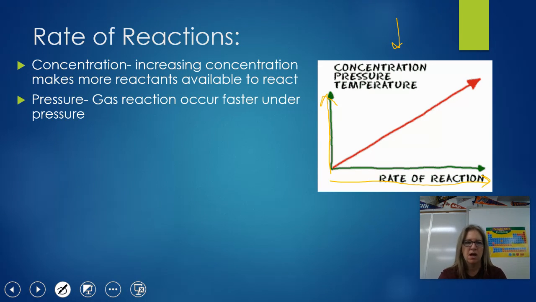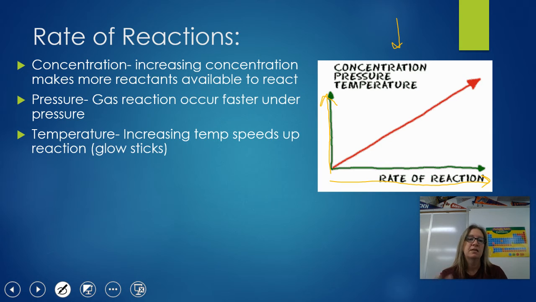Same with pressure. Gas reactions occur much faster under pressure. So the higher the pressure, the higher the rate of the reaction. Same with temperature. The higher the temperature, the higher the rate of the reaction, okay? And you can think of this, decomposition is a chemical reaction. So if you've got leaves or even like a dead animal or something, it's going to decompose faster in the summer because that higher temperature increases the speed of the reaction.